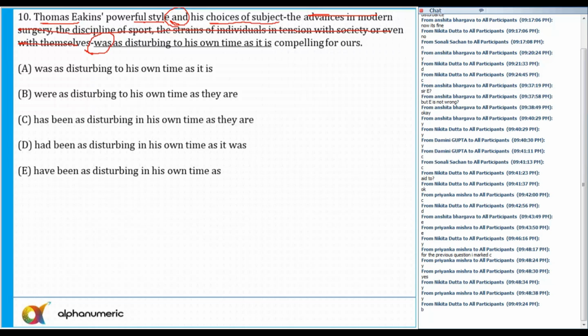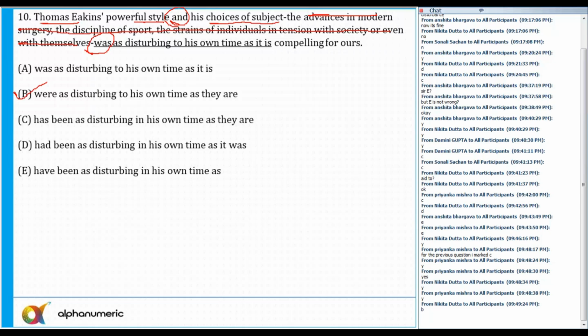It has to be were. Cannot be was. I think B is the answer. Were as disturbing to his own time as they are compelling for ours. Yes, number B is the answer for question number 10. Absolutely, Nikita, you marked B.